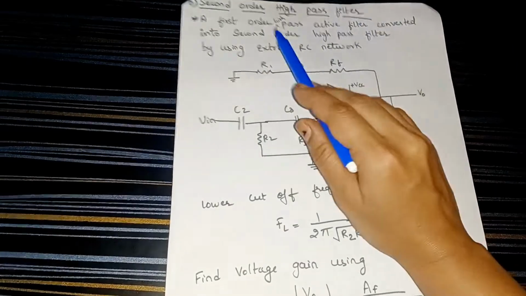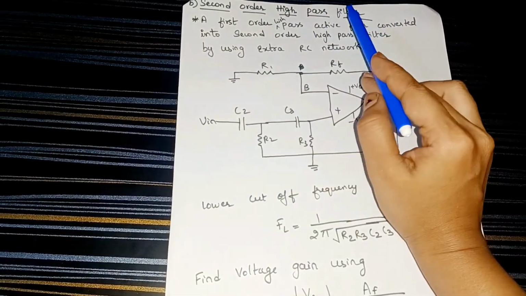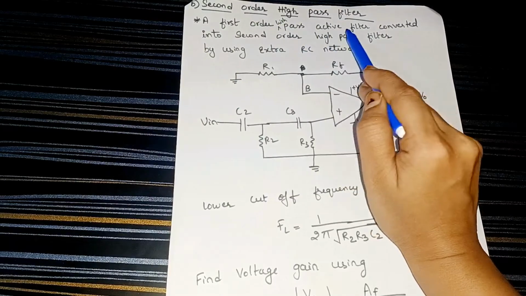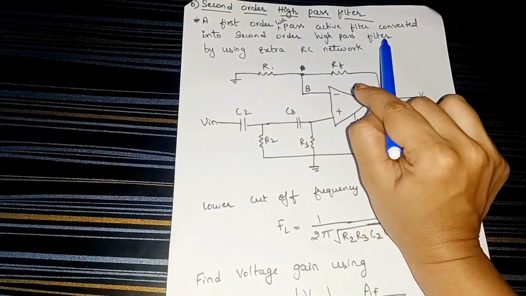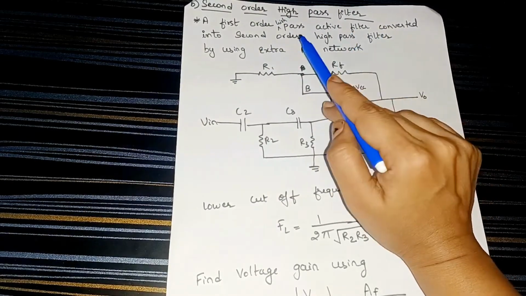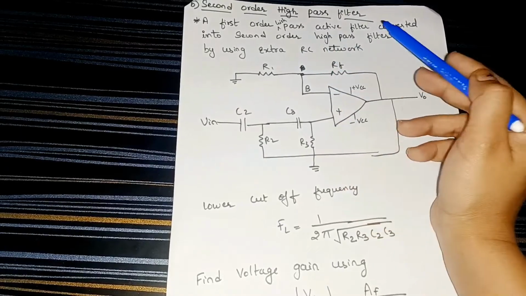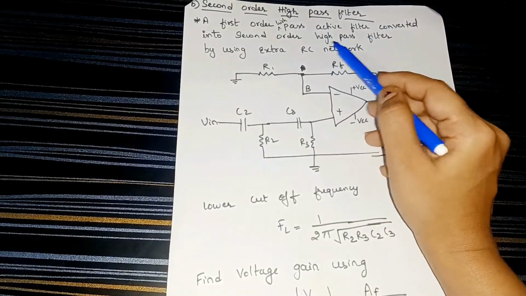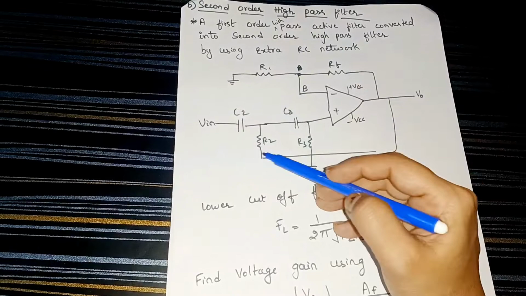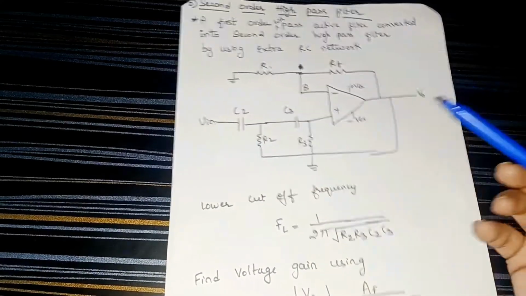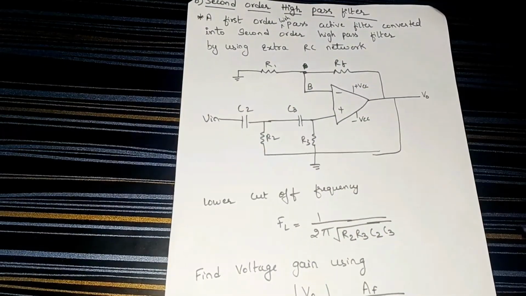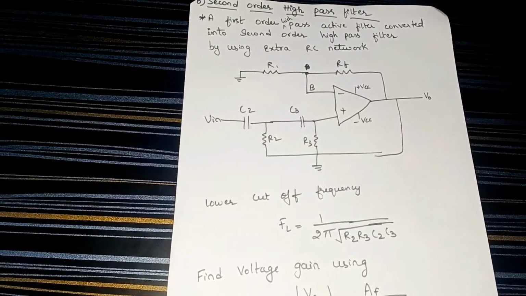Next we have the second order high pass filter. The first order high pass active filter is converted into a second order high pass filter by adding an extra RC. Similar to the low pass, in second order we add an extra resistor and extra capacitor to the similar circuit of the first order high pass filter.